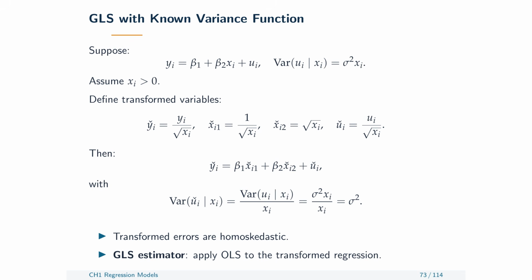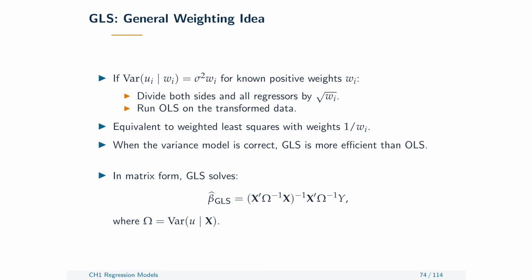Generalized least squares, or GLS, uses more structure. Suppose the error variance is proportional to a known positive quantity for each observation. We divide the outcome and every regressor, including the intercept column, by the square root of that quantity. The transformed error then has constant variance. Applying OLS to the transformed equation is equivalent to weighted least squares in the original equation. Observations with larger error variance receive smaller weight because they contain less precise information about the conditional mean.